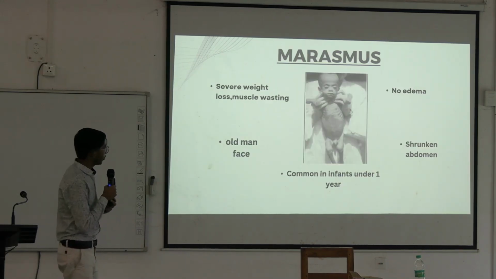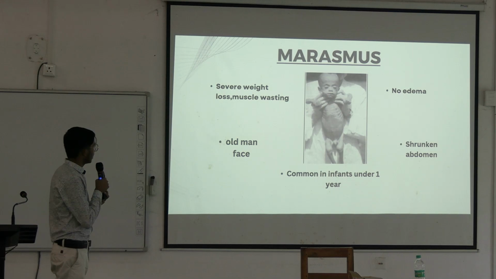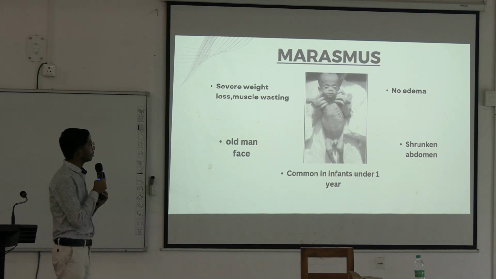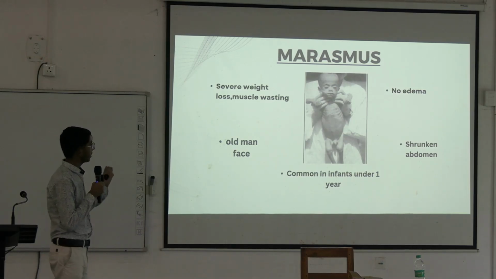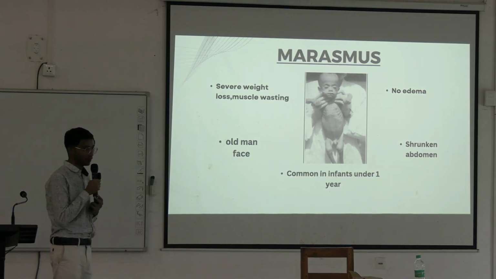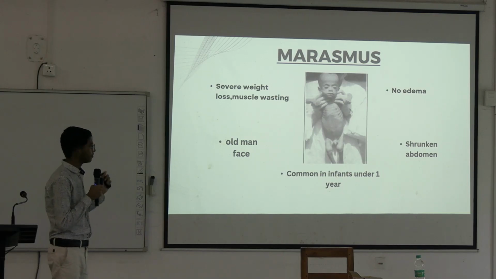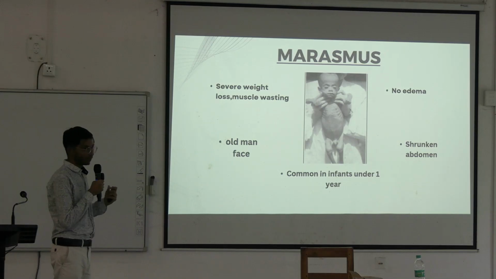So there are some key points of marasmus: severe weight loss and muscle wasting. The word marasmus comes from the Greek word meaning wasting. Thus, a key point is that muscle wasting occurs in marasmus. No edema, as marasmus is a deficiency of calories, not only protein. Thus, there is no edema. Old man face: due to marasmus, the face shrinks.